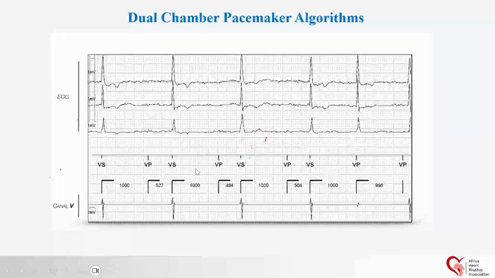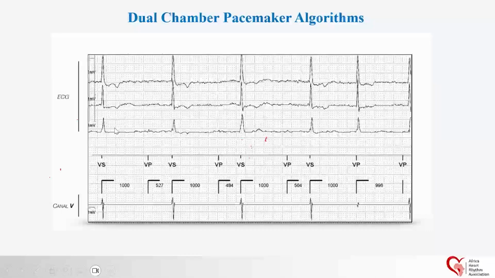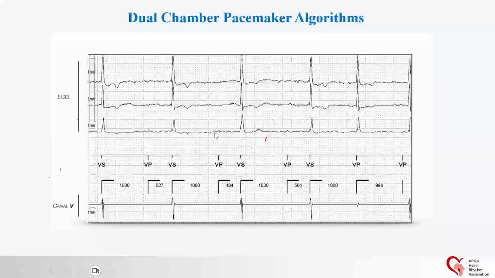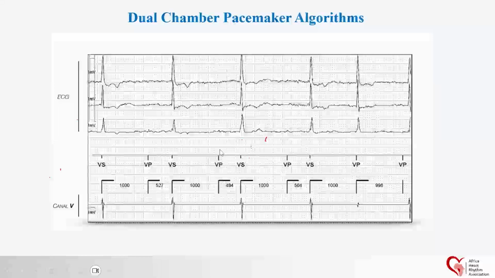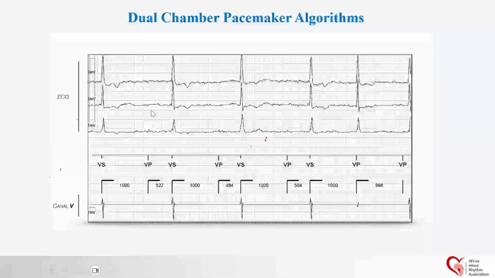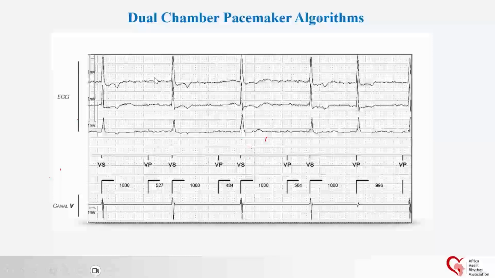So what is the problem, or what is the issue in this ECG and in the ventricle channel? We have a ventricle sensed event, ventricle paced event, but we don't have an event here in the ECG. And we have ventricle sensed event, we have an event, but when we have a ventricle paced event, we don't have an event. That means the pacemaker doesn't have the power to depolarize the myocardium. That means the pacemaker failed to depolarize the myocardium or to capture the myocardium.